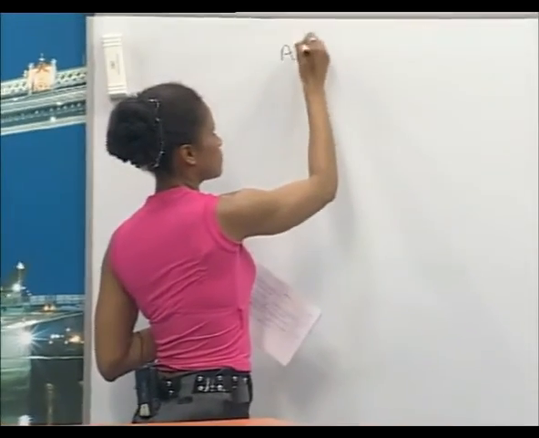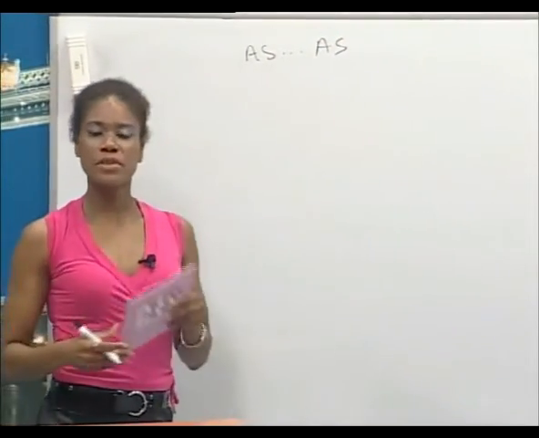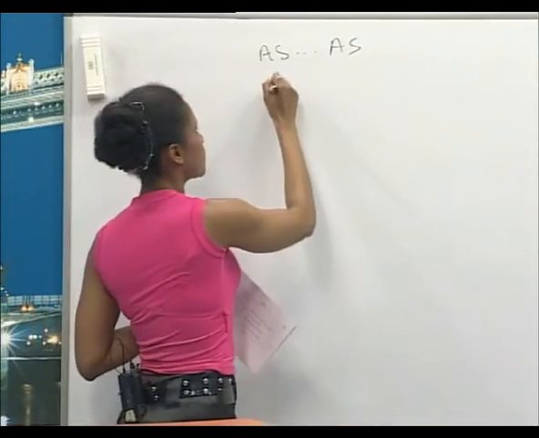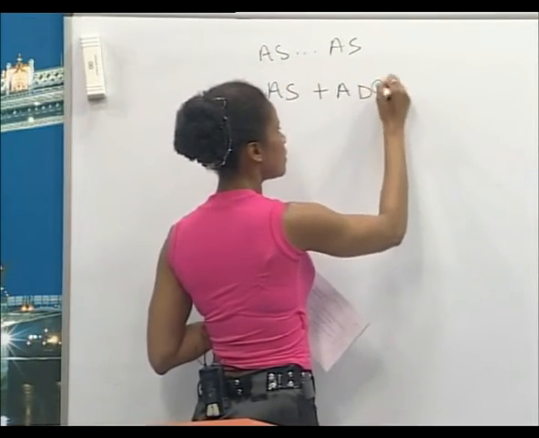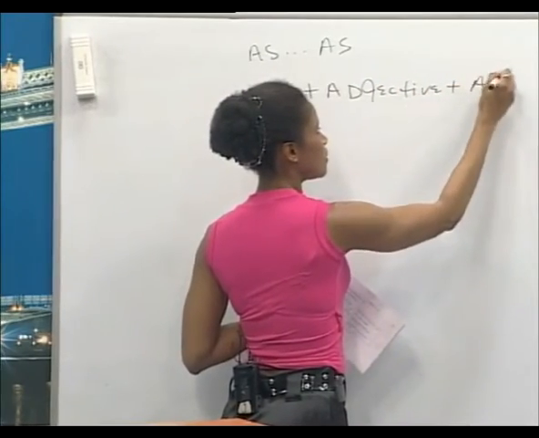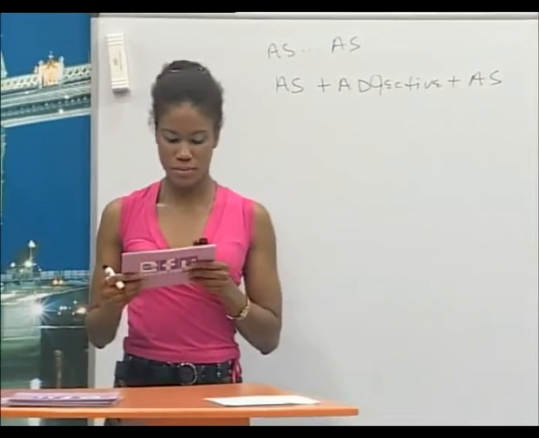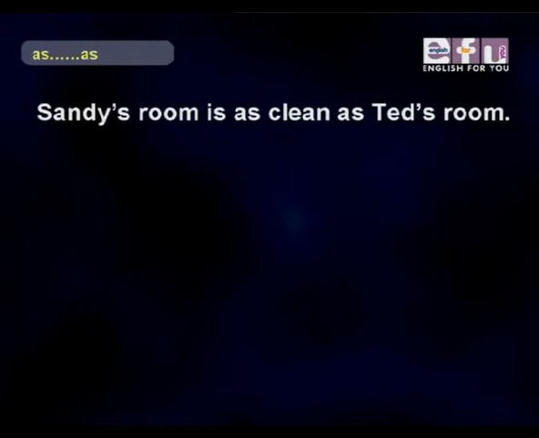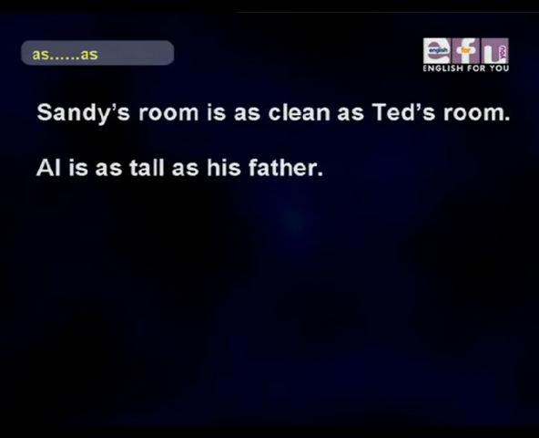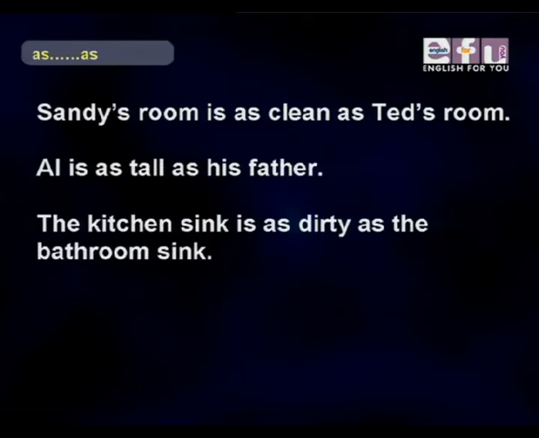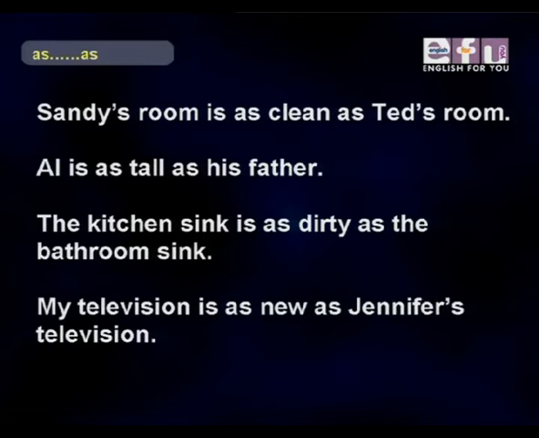Now we are going to learn the comparative as. And we are first going to look at as with adjectives. So as plus adjective plus as. Let's look at some examples. Sandy's room is as clean as Ted's room. Next, Al is as tall as his father. Next example. The kitchen sink is as dirty as the bathroom sink. Next, my television is as new as Jennifer's television.